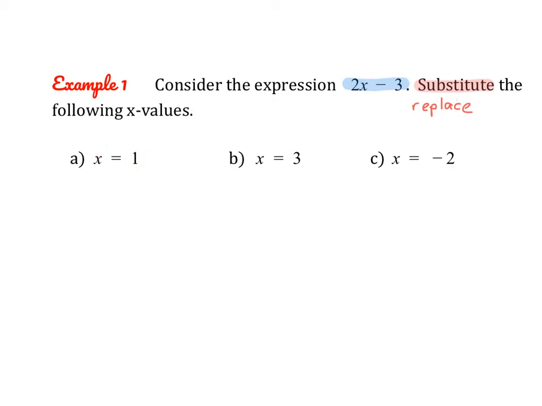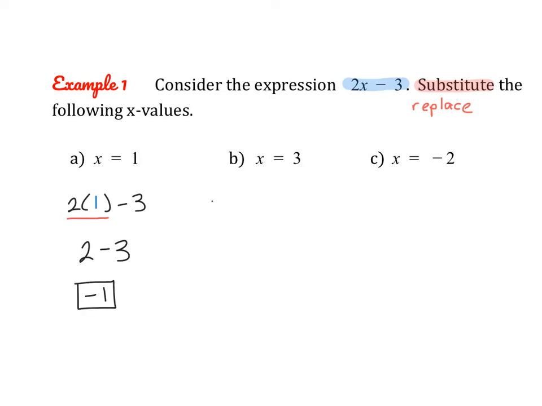Here's how I'd like you to show substitution. We're going to first take out the variable from our original expression. Notice I just simply removed the x and I replaced it with open parentheses. Whenever we substitute, I would like you to use parentheses to do so. And then we're going to substitute it with the value that x is equal to, so 1. Now we have to do our order of operations. Remember, we always multiply before we add or subtract. So we have to do 2 times 1, which is 2, and then we can subtract. 2 minus 3 is negative 1.